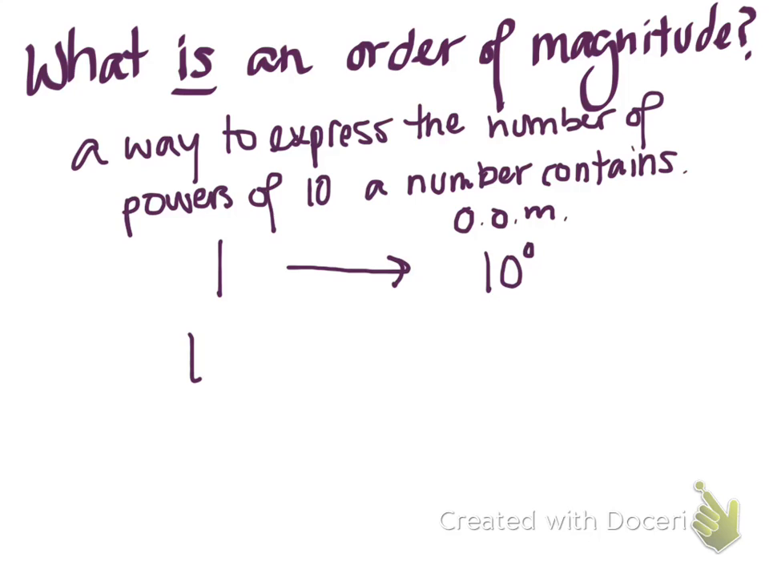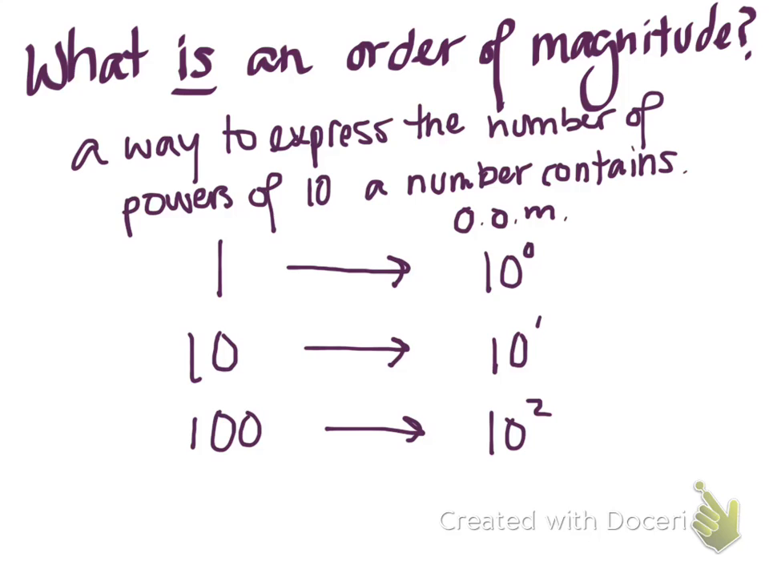What about the number 10? Well, the number 10 contains 1 power of 10. It has an order of magnitude of 10 to the first. 100 has an order of magnitude of 10 to the second, and 1000 has an order of magnitude of 10 to the third. These are pretty easy examples. Now, let's look at some more interesting ones.